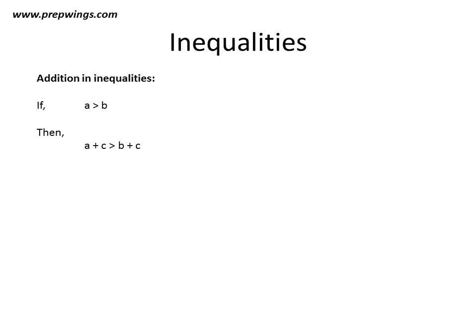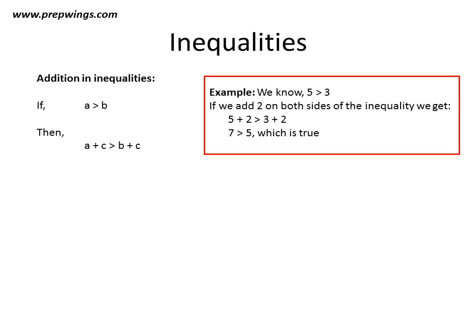Now, first we'll look at what happens if we add a number in an inequality. So for example, if A is greater than B, then if we add C on both the sides, the inequality becomes A plus C is greater than B plus C. As an example, we can see 5 is greater than 3. Now if we add 2 on both the sides of the inequality, we'll get 5 plus 2 is greater than 3 plus 2. Okay, 5 plus 2 is 7 and 3 plus 2 is 5, which is true.